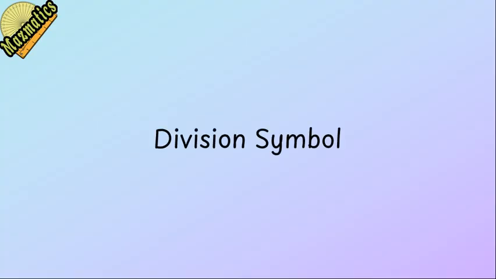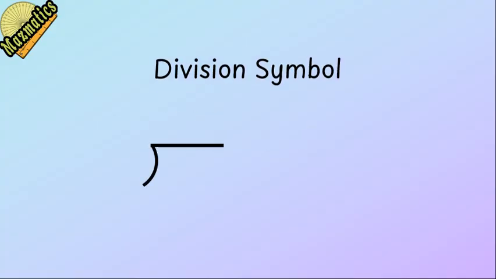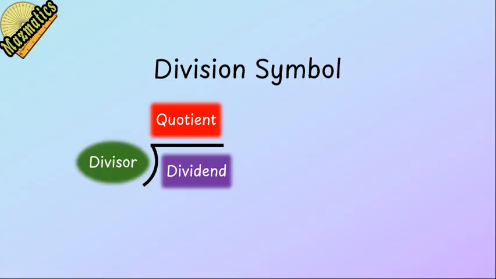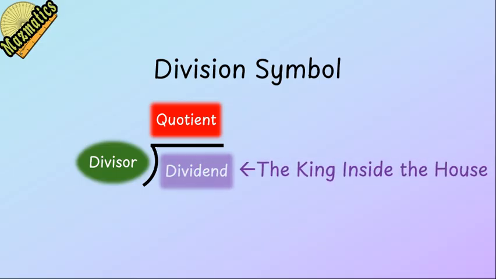To solve division problems, we use a special division symbol. It looks like a little house or a stage. This stage has 3 areas: dividend, divisor, and quotient. Dividend, the king inside the house. The first area is under the long horizontal line inside the house. We put the number we are dividing up in here. The fancy math term is the dividend. Divisor. The second area is outside, in front of the curved wall. We put the number we are dividing by here.